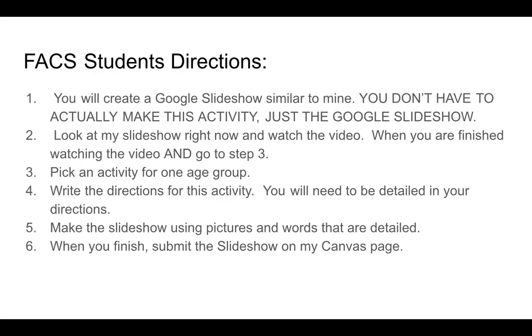So step three, after you've done all that, pick an activity for one age group. Write the directions for this activity. You will need to be detailed in your directions. Make the slideshow using pictures and words that are detailed. When you finish, submit the slideshow on my Canvas page.